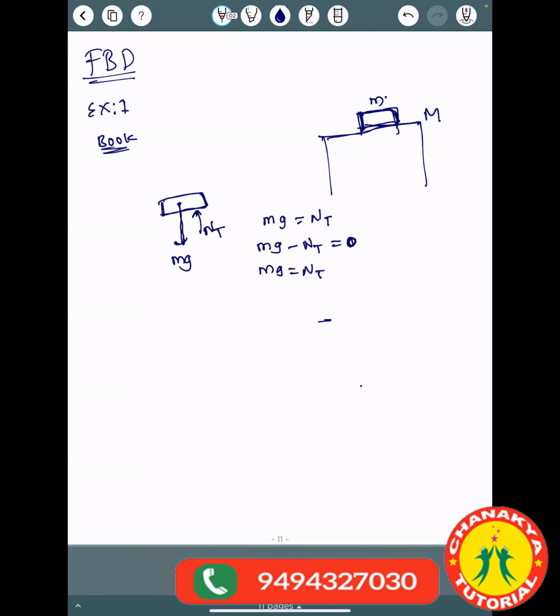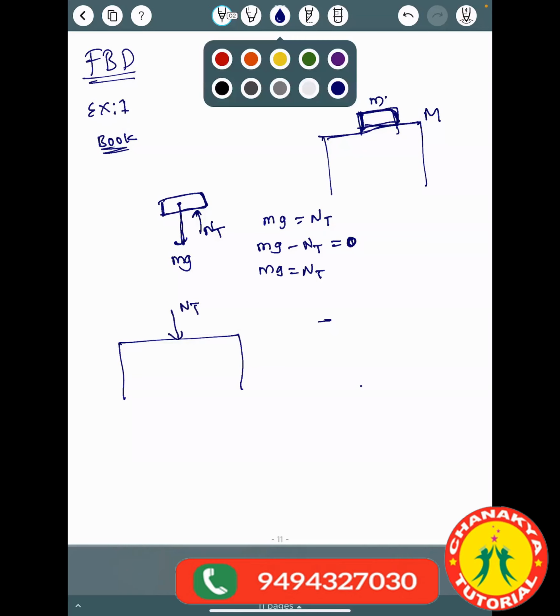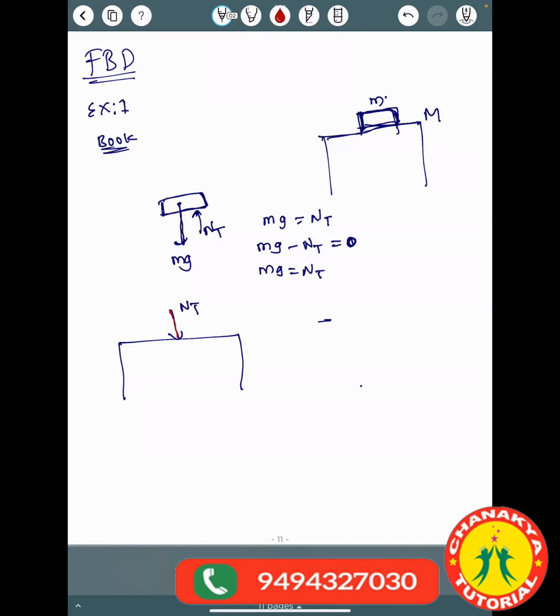Okay. Similarly, if I am interested in this table, then the same amount of Nt will be applied by the book on this table, correct? And there will be some normal reaction applied by earth on the table's legs. If there are 2 legs, 2 normals, 4 legs, 4 normals. And the table also has some mass, so there will be some gravity Mg, correct?